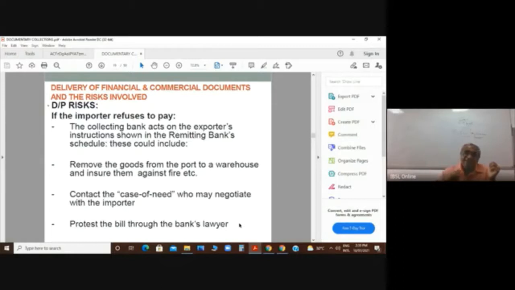So as you have been requested by the drawer, you have to take actions. The case of need and the protest part, I'm not going to discuss now. When we are discussing the articles, we are going to discuss in detail. Just keep it in your mind. In case there's a refusal to pay, those are the remedial actions.